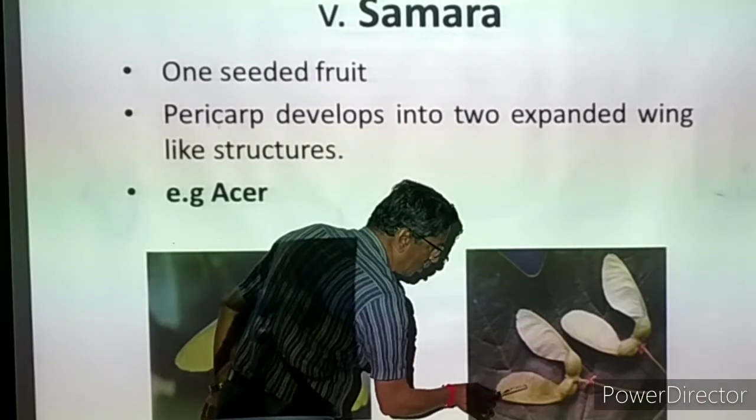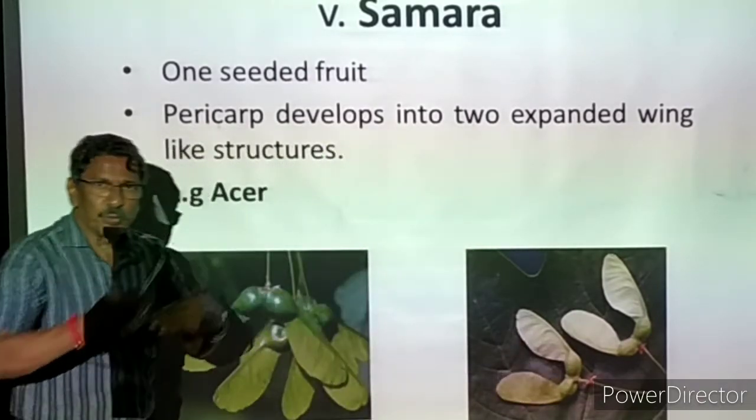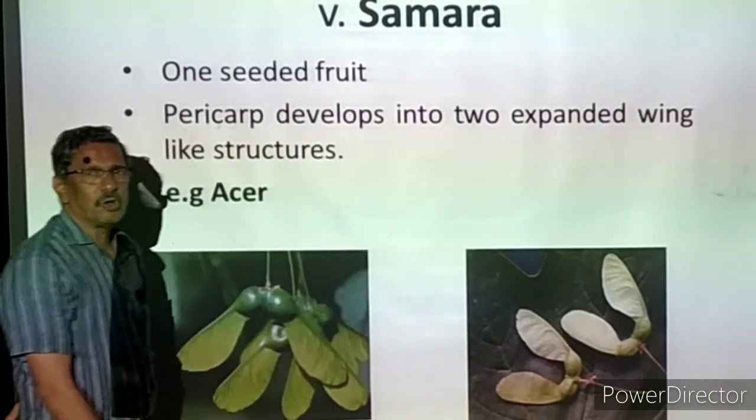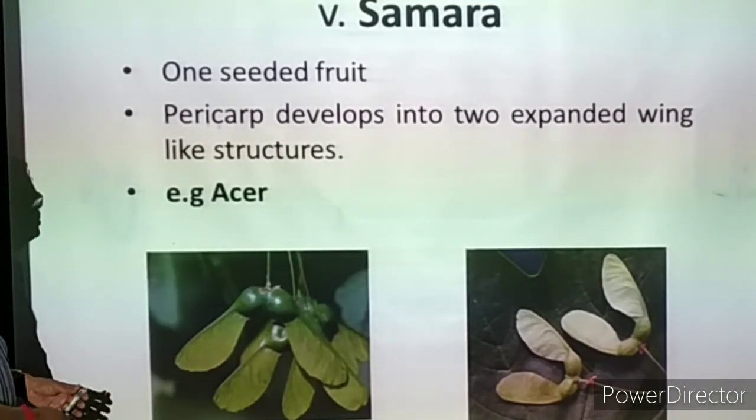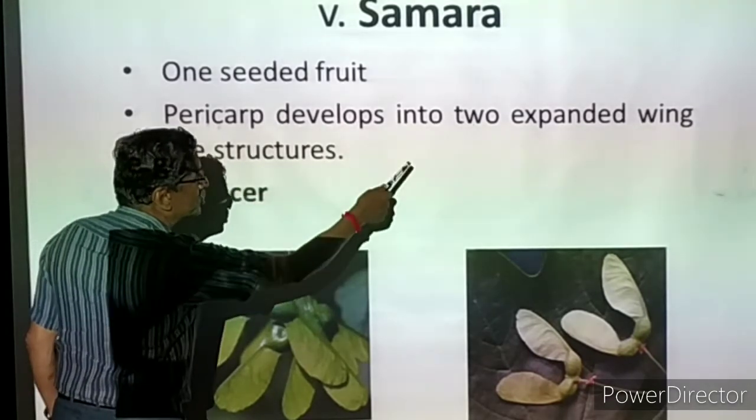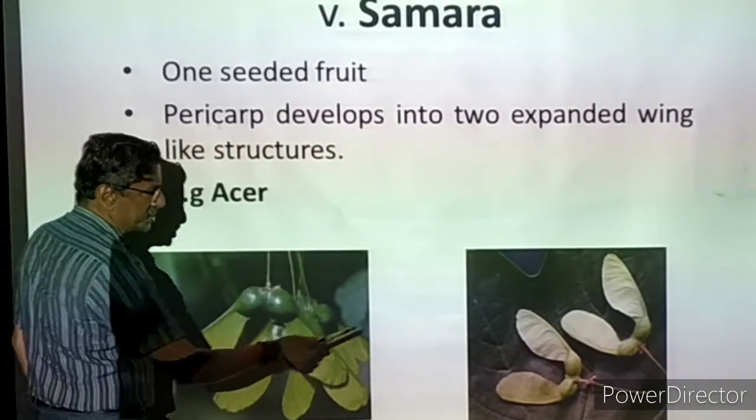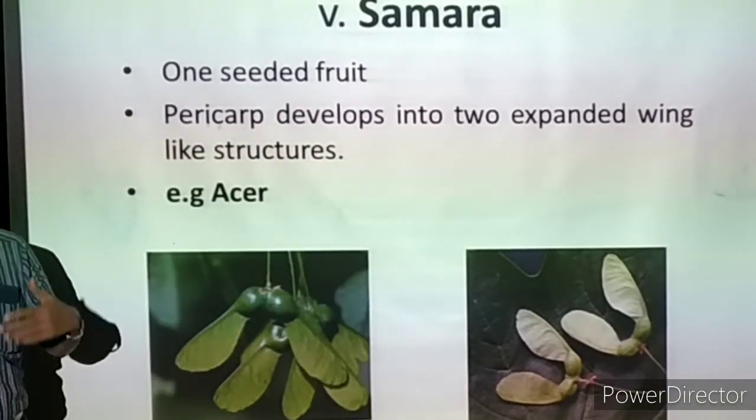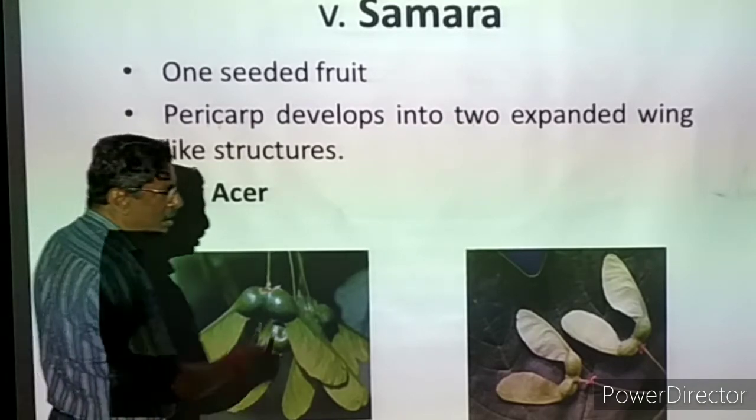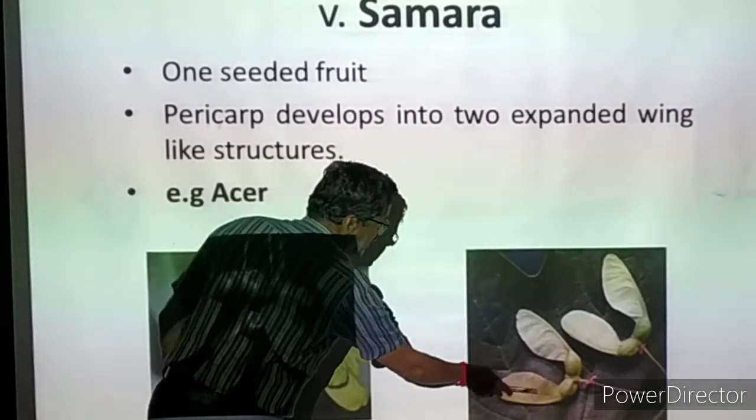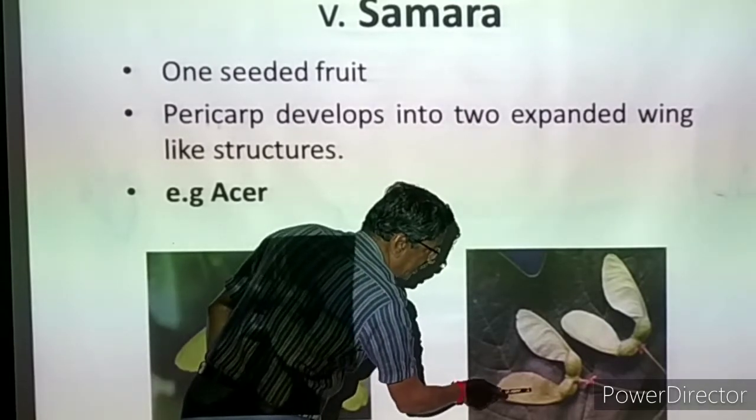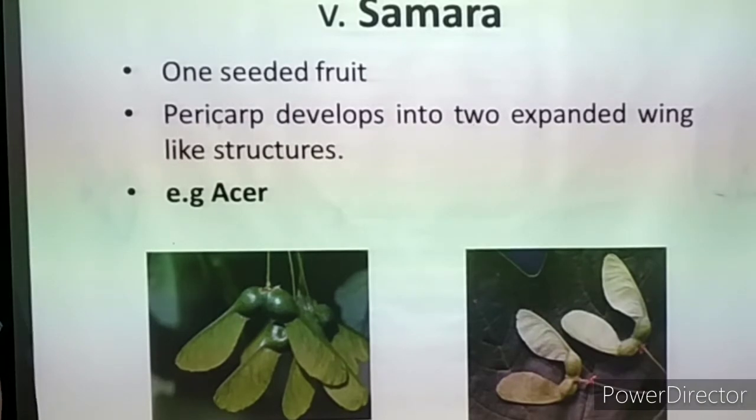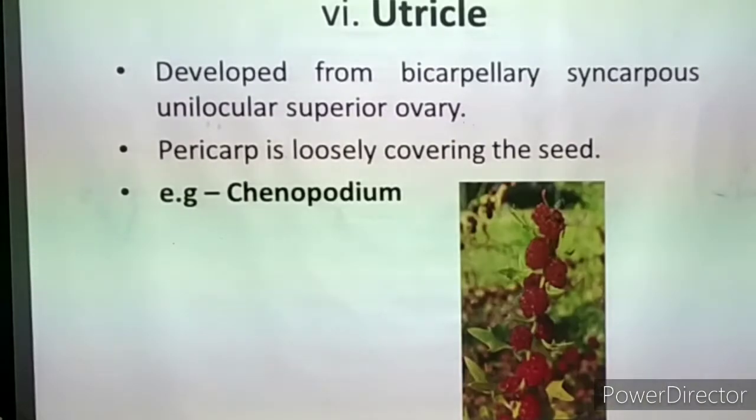It has pericarp and also seed. The seed will be at one end, but the pericarp expands like two wing-like structures. These two wing-like structures are very useful for dispersal. With the help of air, they can float and move to distant places. That is the speciality. The pericarp is like a wing and the seed is present at the base. Example, Acer. The best example for this is Acer.